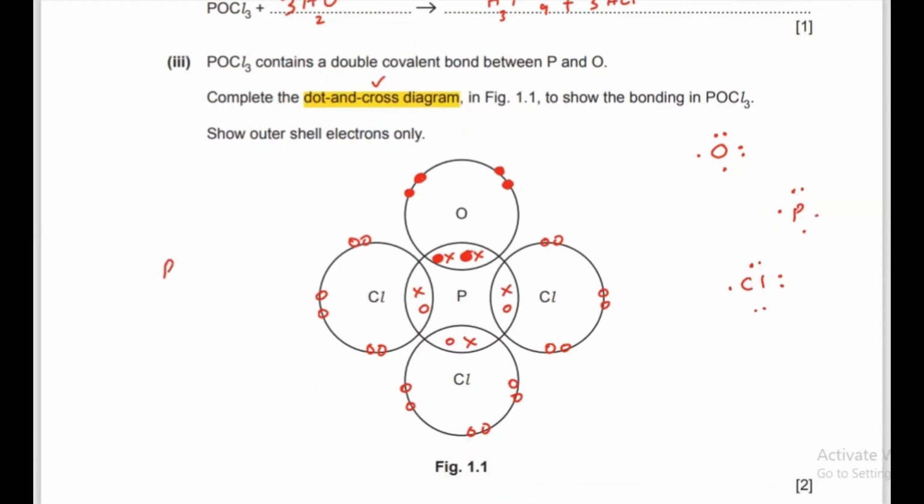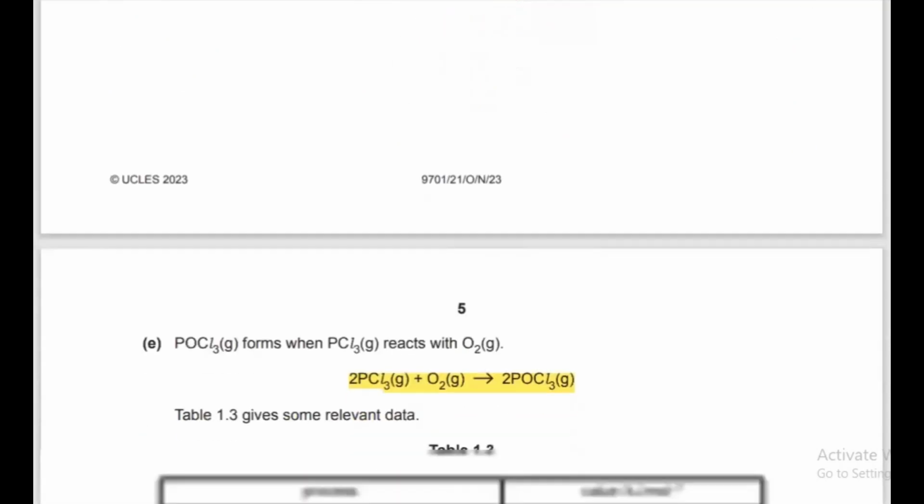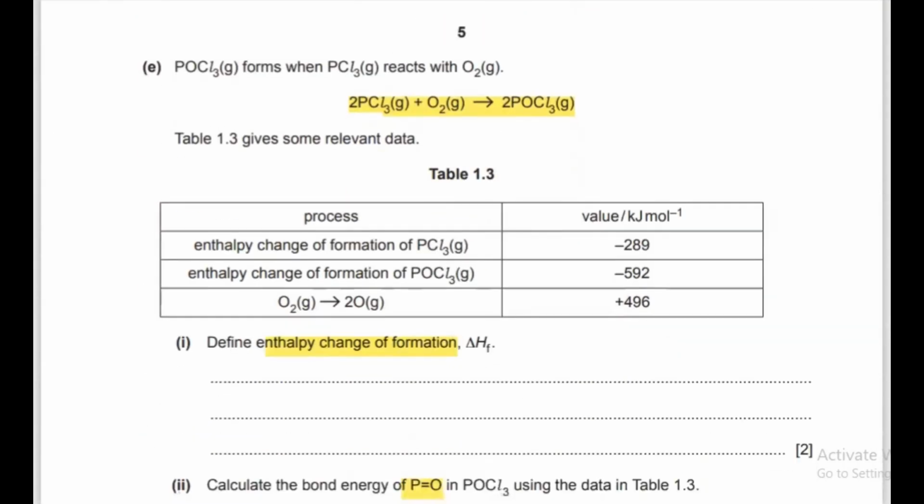We can see that the phosphorus and the chlorine, they are bonded through a single covalent bond, but there is a double covalent bond with the oxygen. So this is the structure of POCl3. Now the next part is from the energetics. POCl3 forms when PCl3 reacts with oxygen. So this is a reaction in which we're getting the POCl3. The table 1.3 gives some relevant data.